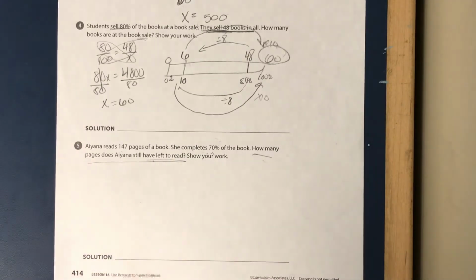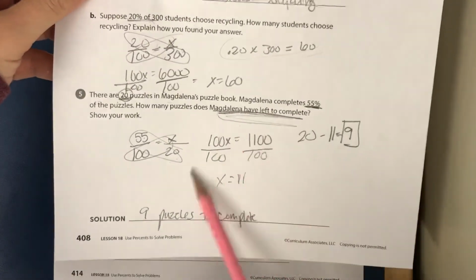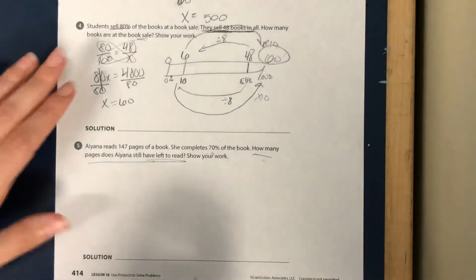So it's kind of like that question we just looked at, where was it? This one right here. Sorry, I've got all these pages. It's going to look like this. How much does she have left to complete? So you're going to find that number, and then you're going to have to subtract it. All right, so let's start that.